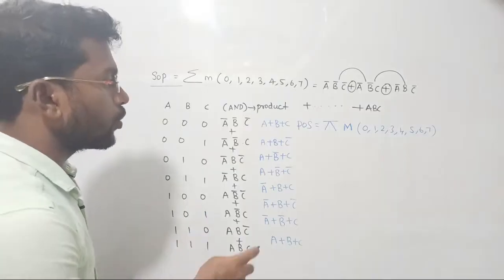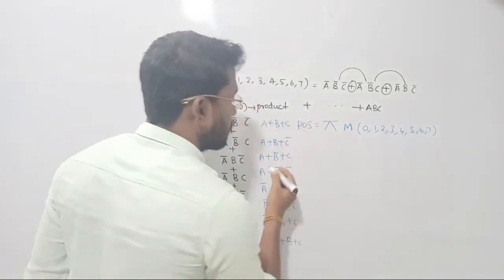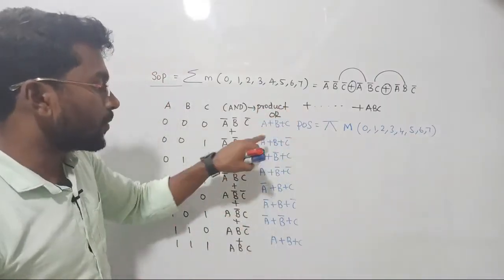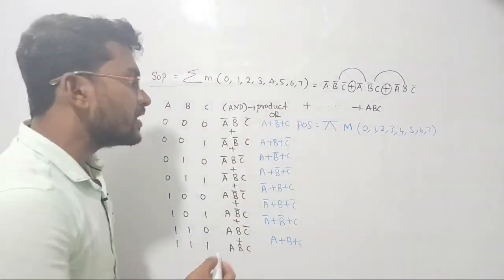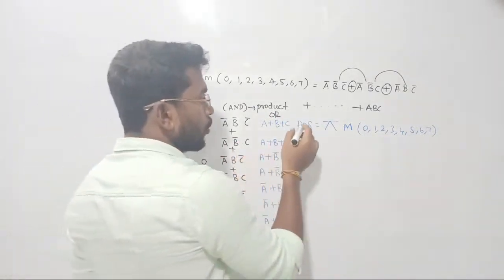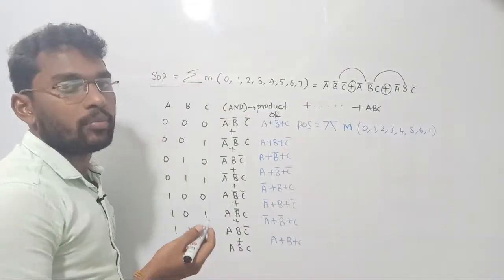See what I had been told you, that is called product of sum. Already we had performed OR operation. In max terms, step number 1 we have to perform OR operation. Step number 2 we have to perform AND operation, right? So what is the conclusion? Now the next step I have to perform AND operation.